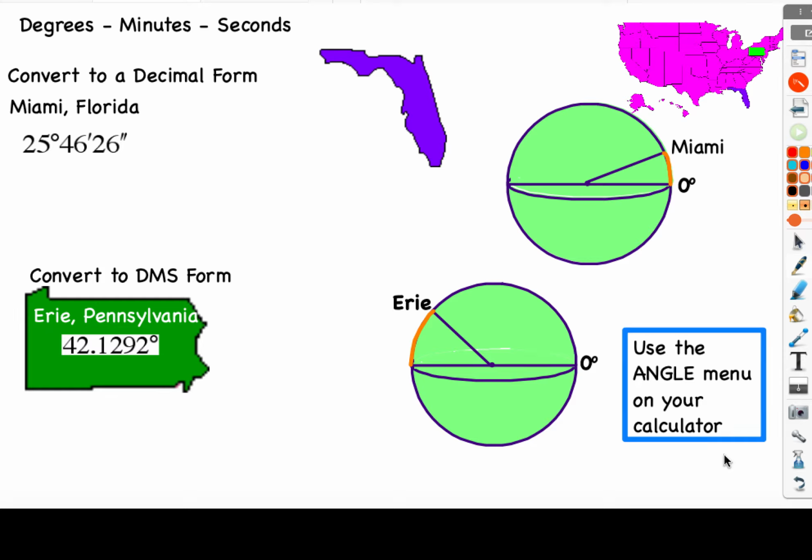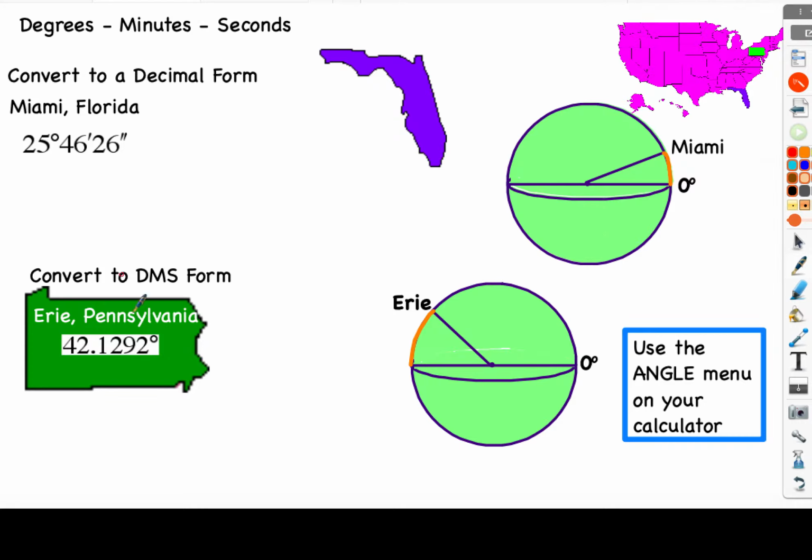All right, when we talk about degrees, one thing to note is that degrees can also be represented as degrees, minutes, and seconds, rather than just degrees with decimals. Down here we've got some latitude measurements given, where Miami, Florida is 25 degrees, 46 minutes, and 26 seconds north of the equator. Erie, Pennsylvania is 42.1292 degrees north of the equator.